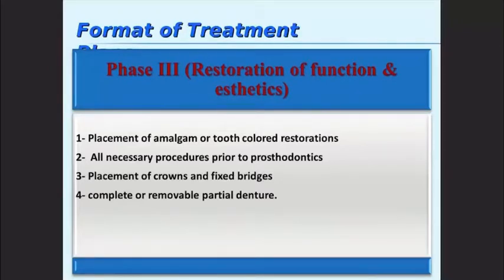Another few of the examples for phase 3, restoration of function and aesthetics: placement of amalgam or tooth colored restorations, all necessary procedures prior to prosthodontics, placement of crowns and fixed bridges, or complete or removable partial dentures. Just see here, it's either restorative or most of the prosthodontic procedures which you're going to do under phase 3, restoration of function and aesthetics.